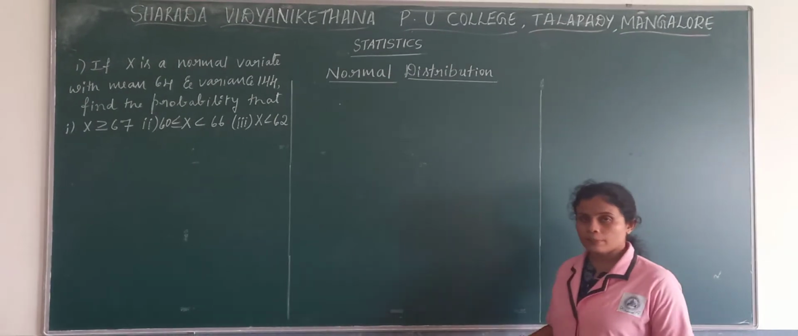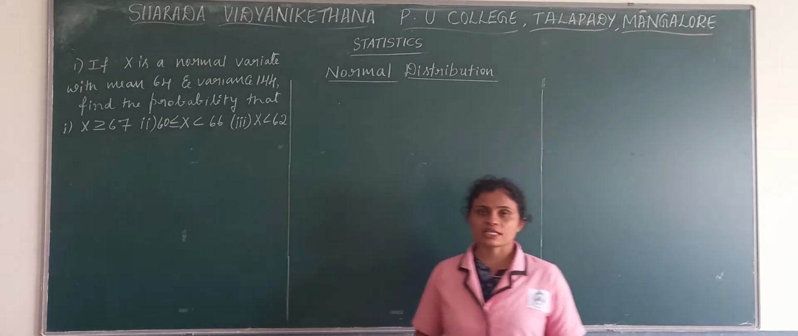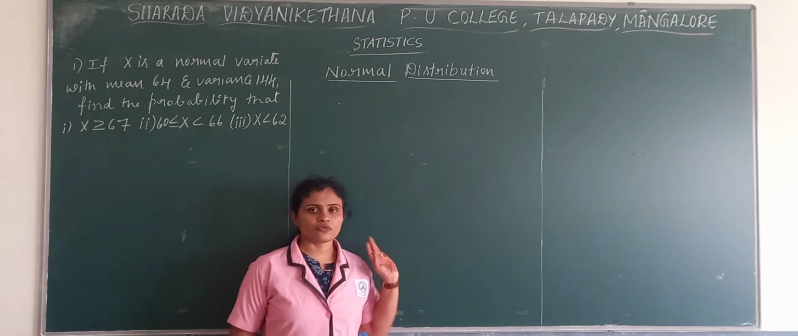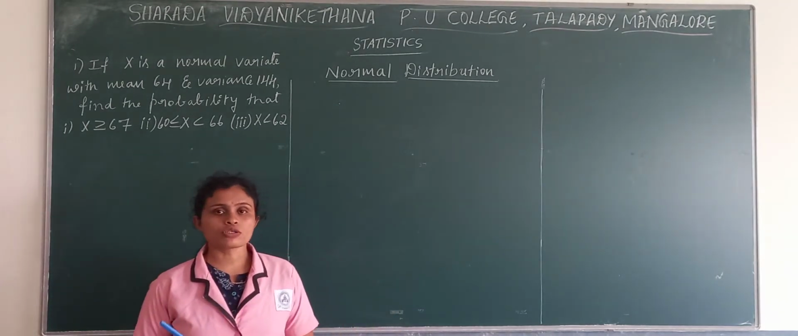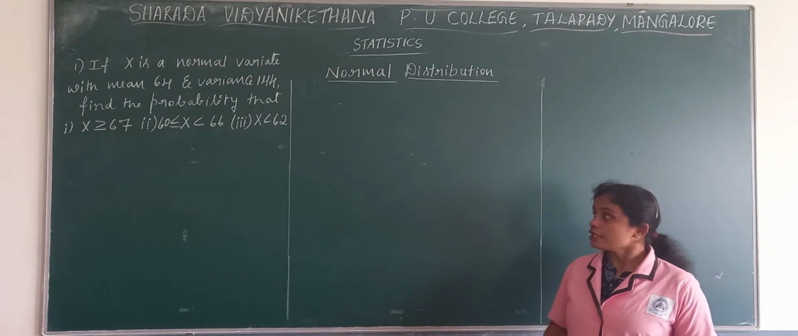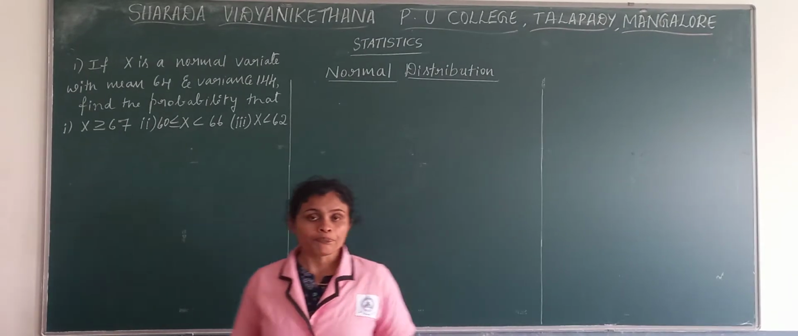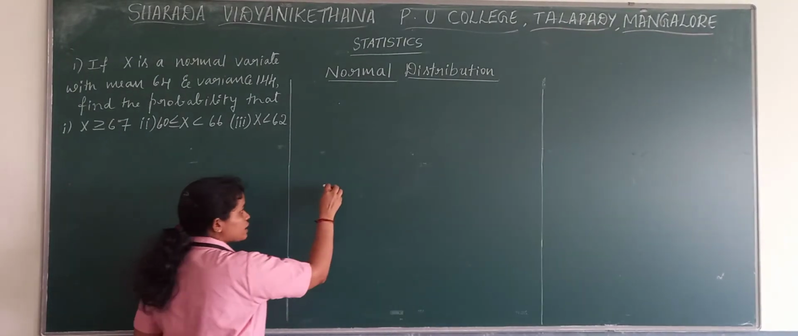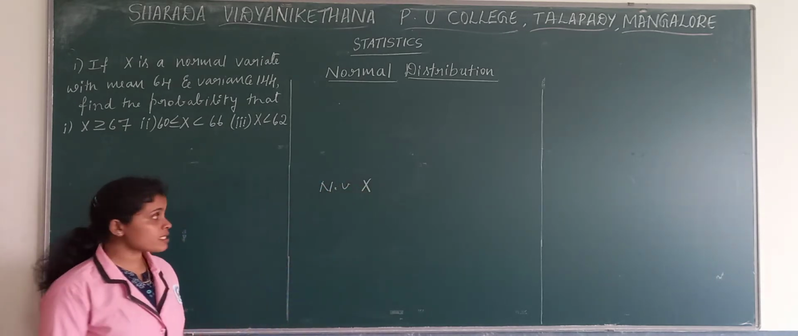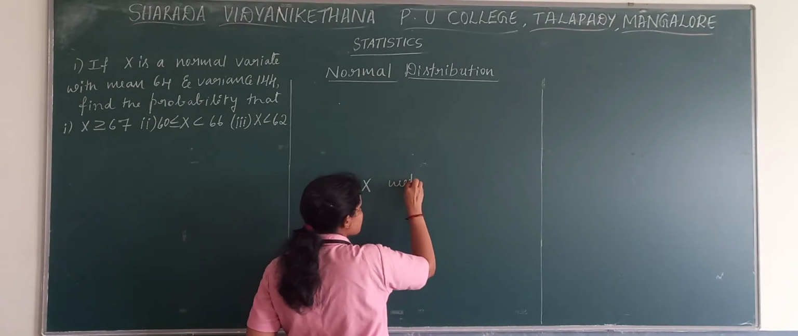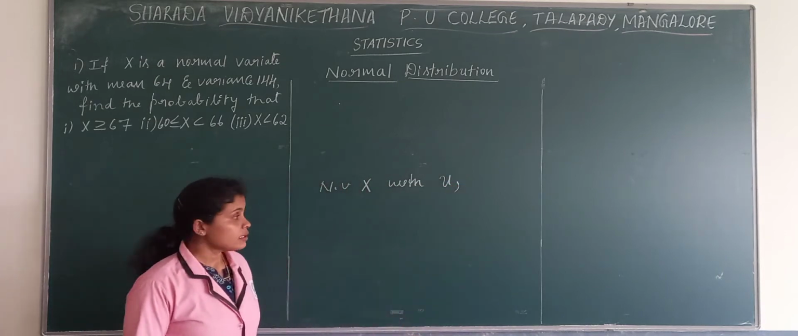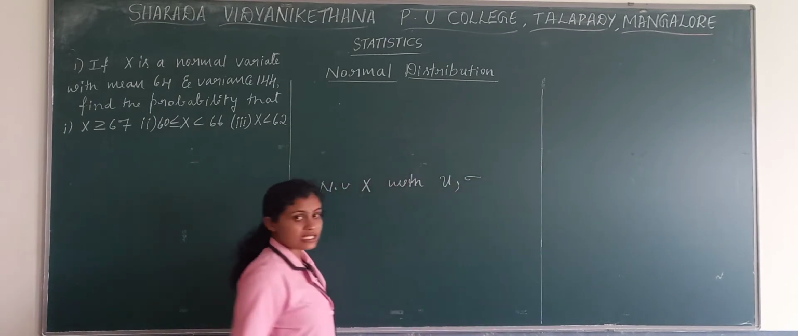We were discussing normal distribution in yesterday's class. We have seen what normal distribution is, some of its features, and we have also seen the standard normal distribution and its features. Now, before going into the problem, here is the formula. For a normal variate x, the mean is mu and the other parameter is the standard deviation.